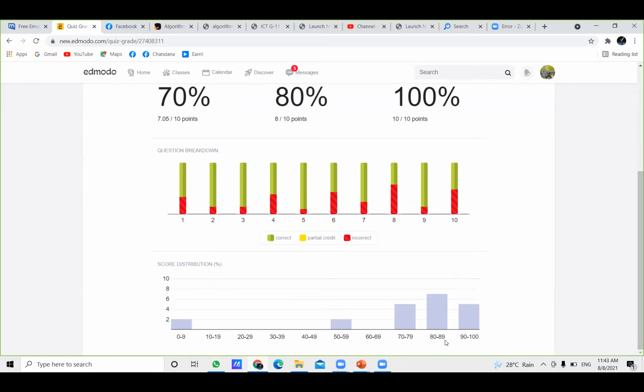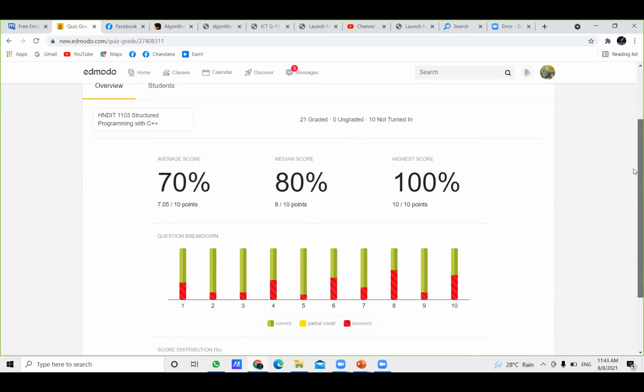More students are between 80 and 89 marks, that means 7 students. There are also 5 students with 90 to 100 marks, and 5 students with 70 to 79 marks. Also 2 students are under 50 to 58. Consider what happened to these 2. I think it was some technical mistake maybe. Okay.